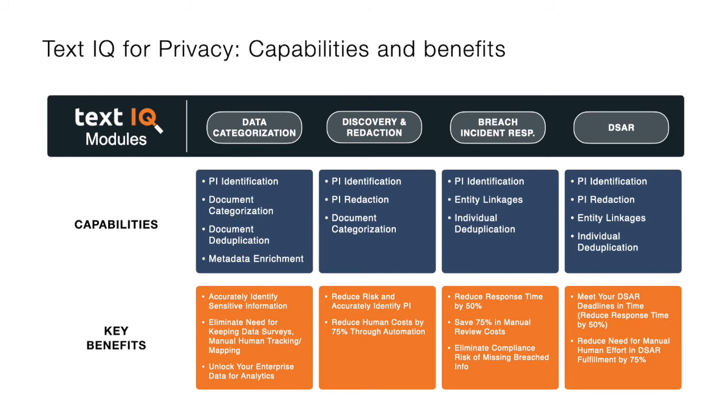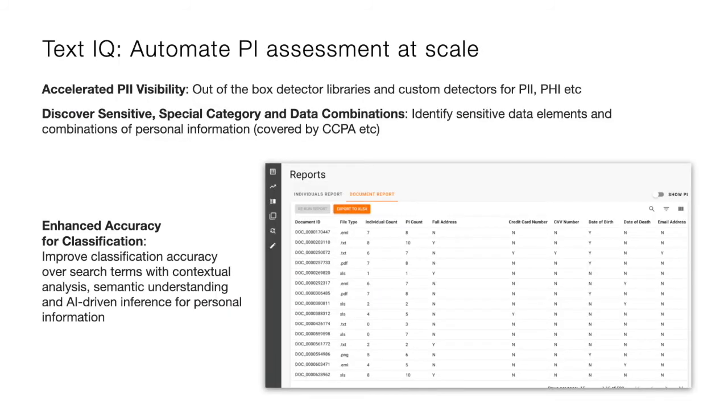Number 2, cost savings from minimizing the need for human intervention or training. And number 3, turnaround time reduction to meet regulatory and compliance deadlines. Diving into our software, I'd like to illustrate how our privacy platform is able to automate PI assessment at scale.